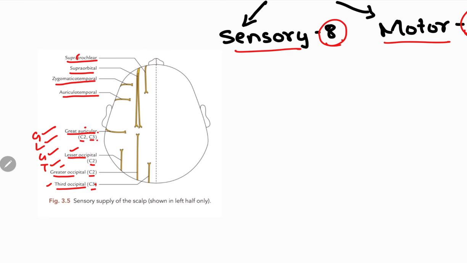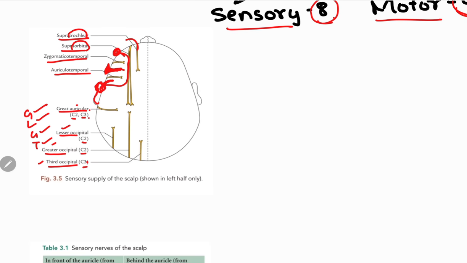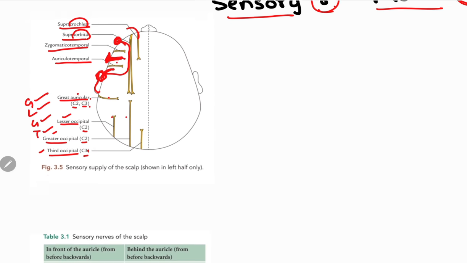Next, supratrochlear, supraorbital, zygomaticotemporal, auriculotemporal. Here the auricle is there, no? So auriculotemporal, here, this is the temporal side, near the auricle. Here the zygomatic bone will be there, so zygomaticotemporal. Orbital will be supraorbital, supratrochlear. These are sensory. We can see 1, 2, 3, 4, 5, 6, 7, 8.